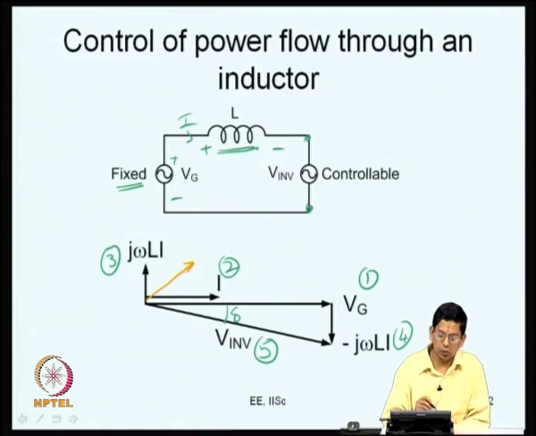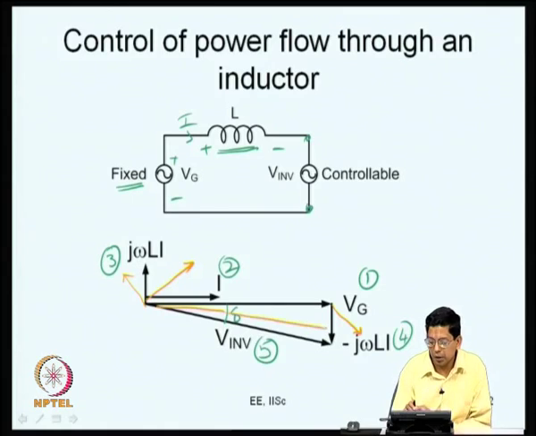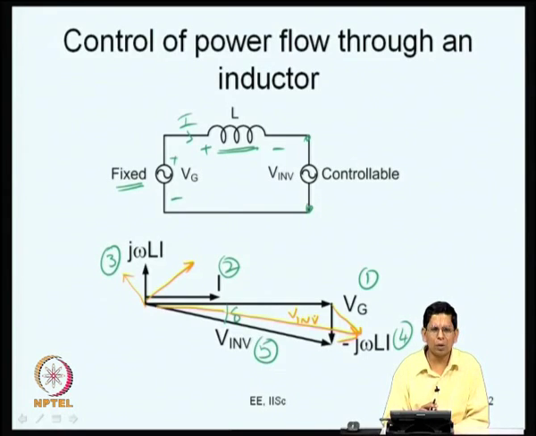In such a scenario, what simply happens is this j omega L I is ahead, and your minus j omega L I is something like this, and your V inverter is going to be a line like this. This is going to be V inverter now. So, all that you need to do is apply the appropriate value of V inverter to draw a current of desired amplitude and phase angle. Of course, the amplitude has to be within limits. So, you can certainly do this by applying such a voltage source.